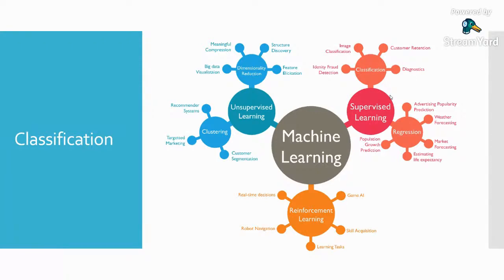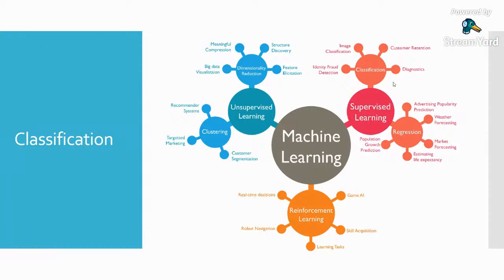Supervised learning can be further classified into regression or classification. It's called regression when the output depends on real values, and it's called classification when the output is various categories. Few examples of regression models are weather forecasting, market forecasting, whereas classification could be image classification or diagnostics.